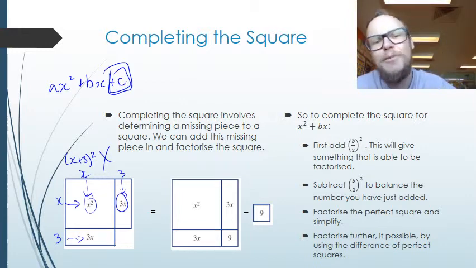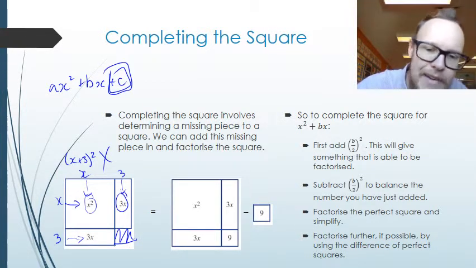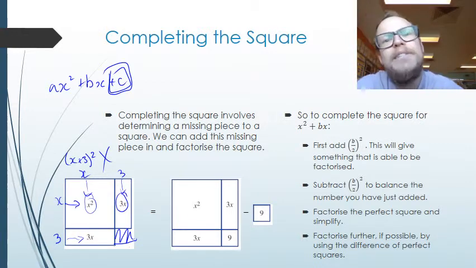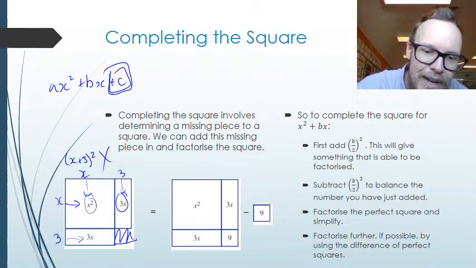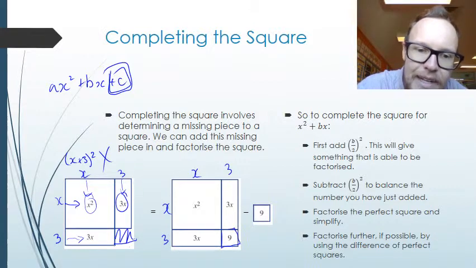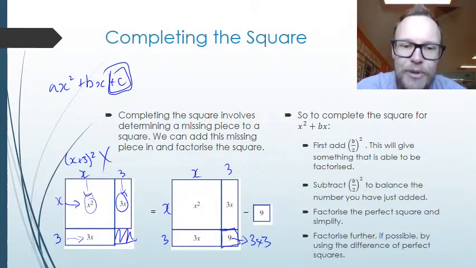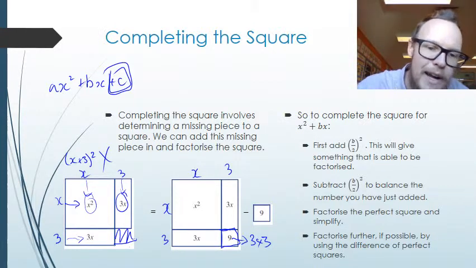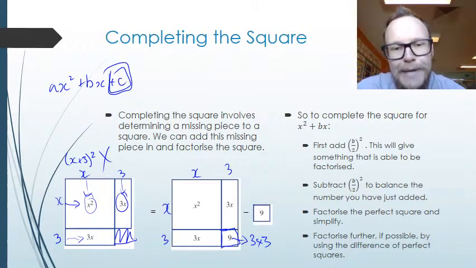But what we can do with the magic of mathematics is say, well, let's add on that missing bit and take it away. If we add on the missing bit there, and we know that our side lengths are x and 3, then this part here is going to be 3 times 3. That's the missing part that we've got there. And then if we take that away, that's going to be equivalent again to our part here.